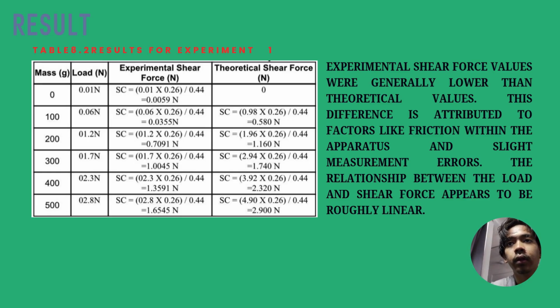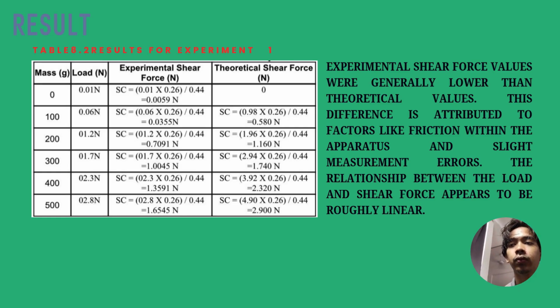And the theoretical shear force 0.98 times 0.26 over 0.44 equals 0.580 newton. When the mass is 200, load is 1.2 newton, 1.2 times 0.26 over 0.44 equals 0.7091 newton. Theoretical shear force 1.96 times 0.26 over 0.44 equals 1.160 newton.